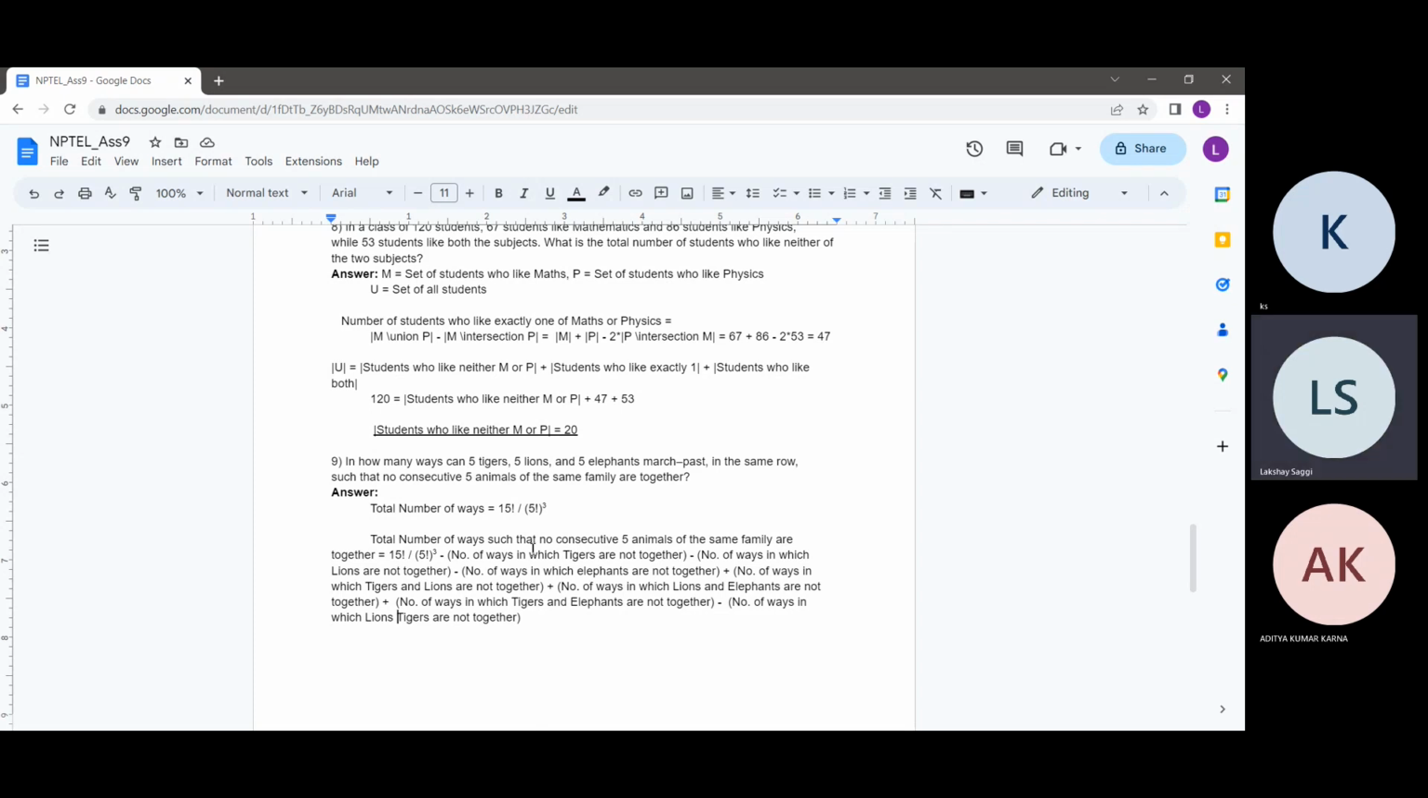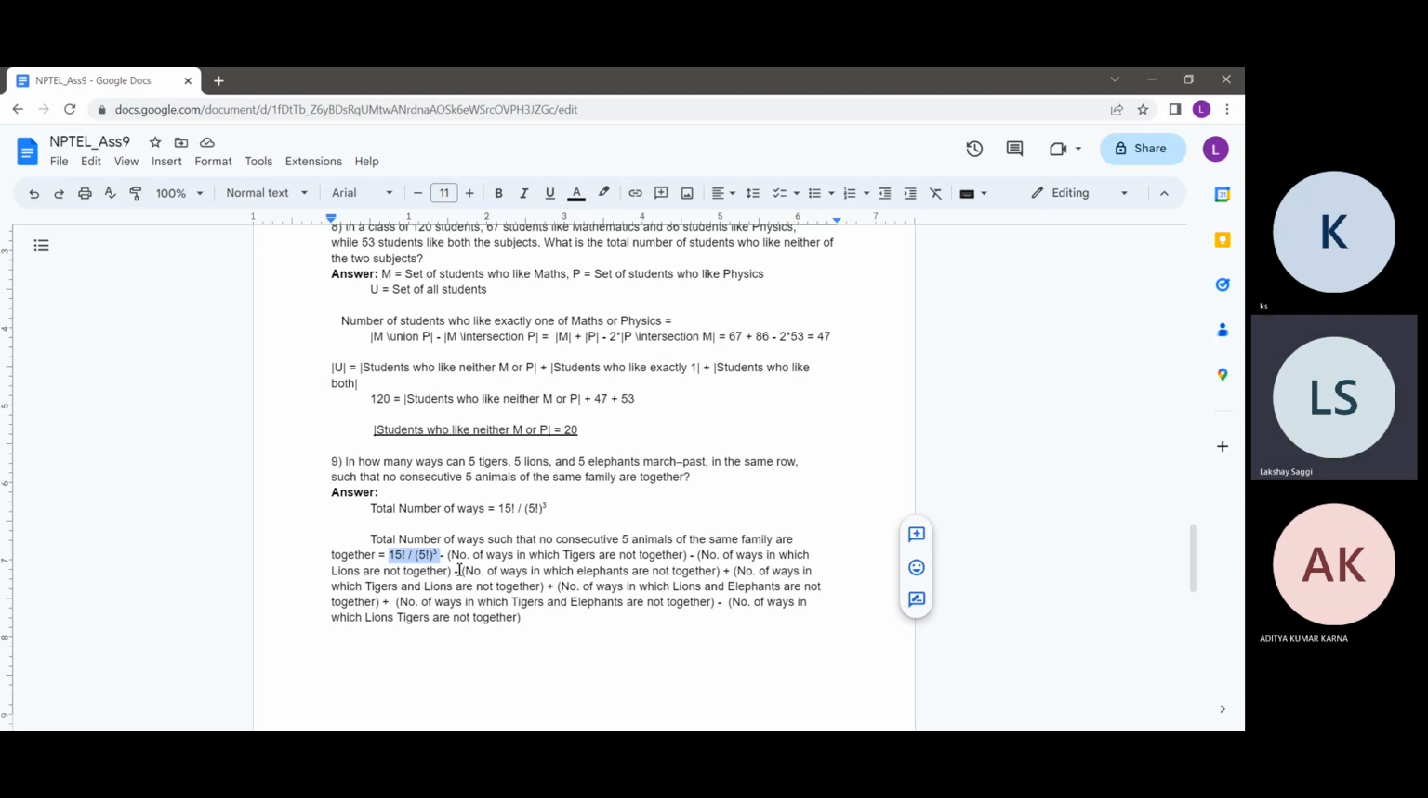Okay, I think I made a bit of a mistake here, first of all. So the total number of ways will be like this. From this, what I need to subtract is, this is the total number of ways, and I actually need the number of ways such that no consecutive five animals are together, right? So from the total number of ways, I'll actually be reducing the number of ways in which they are together. I hope I'm making sense.